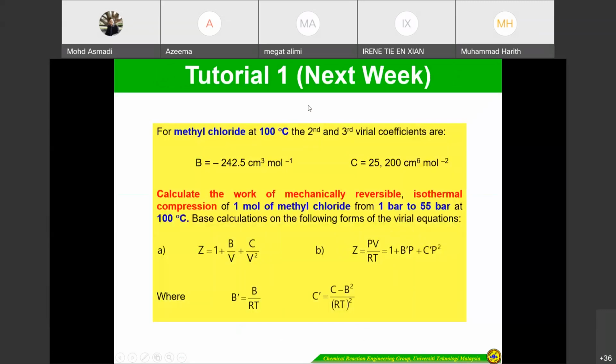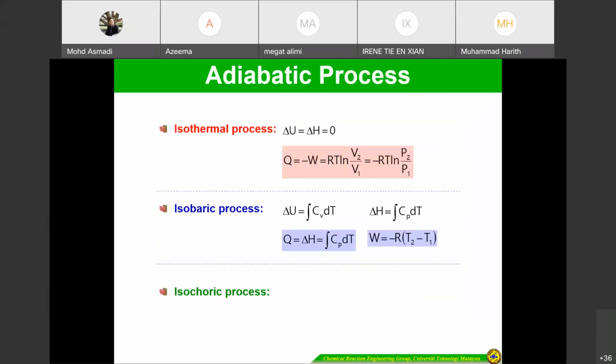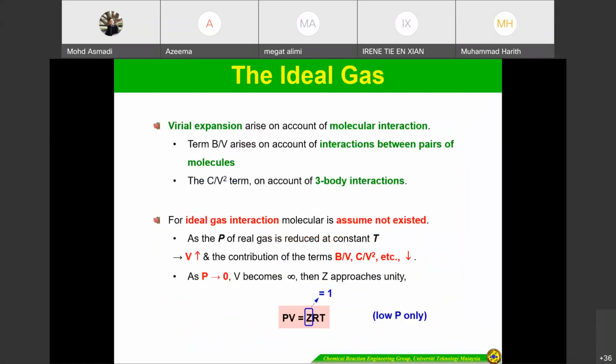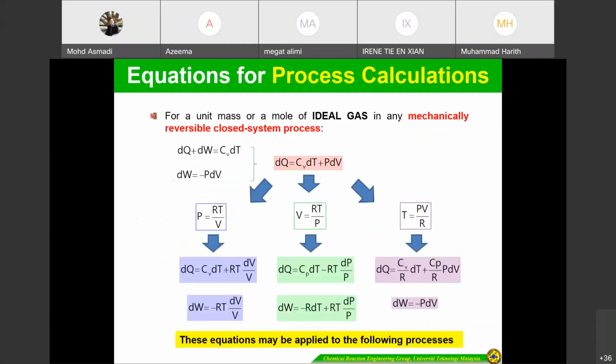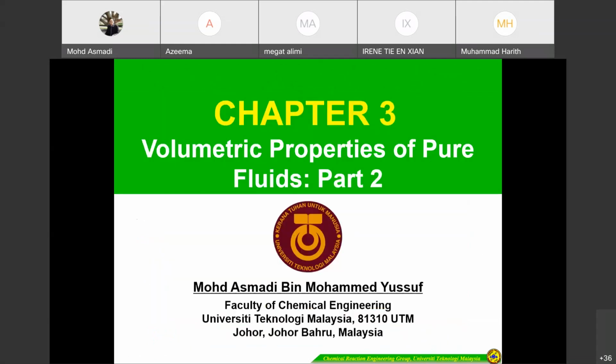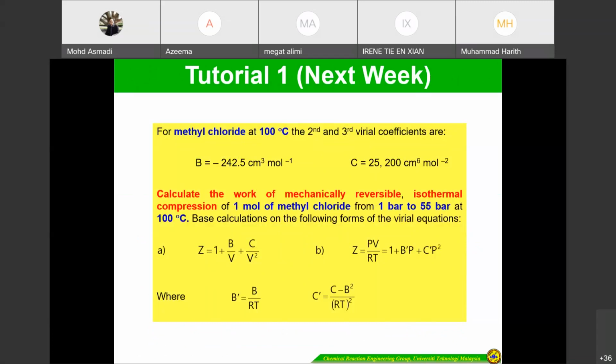Yeah, any questions about the ideal gas and also virial equation? Ada soalan tak? You know the condition, right? Okay, if you want to use low pressure, ideal gas is valid only for low pressure, but once we consider moderate or high pressure, we have to use virial equation. Okay, whether you want to calculate pressure, volume or temperature lah. So this is in terms of the pressure. Okay, ada soalan? Is it clear?